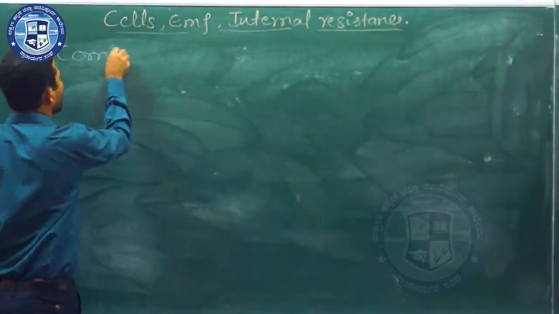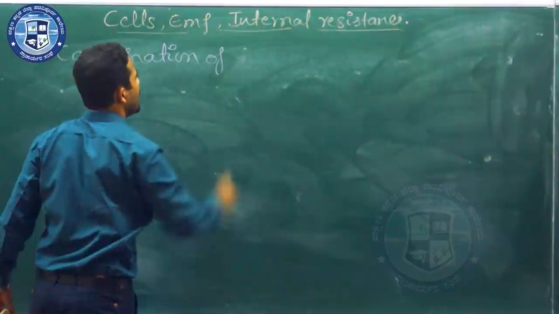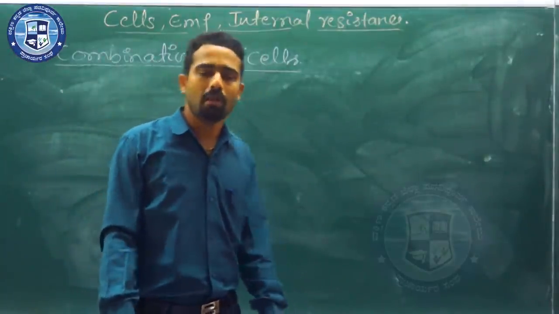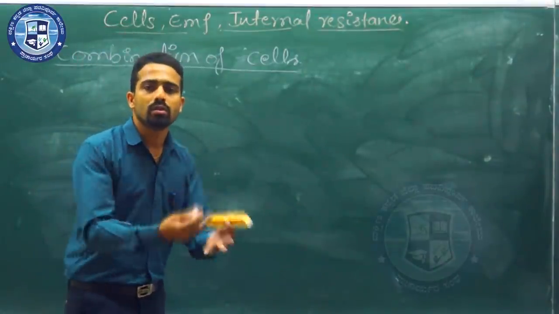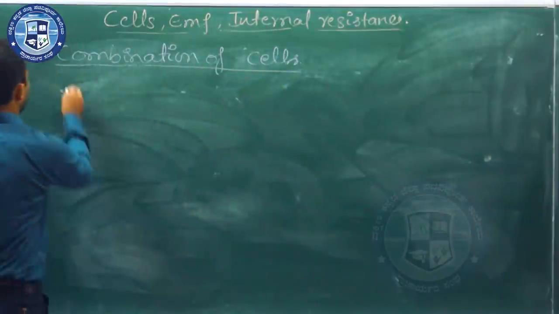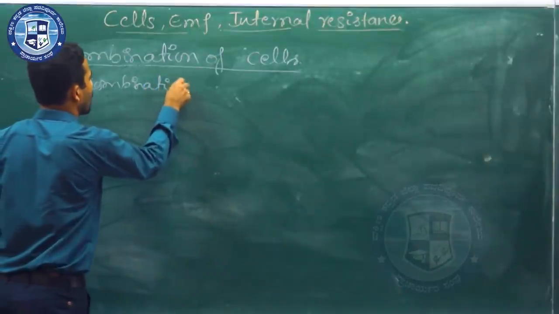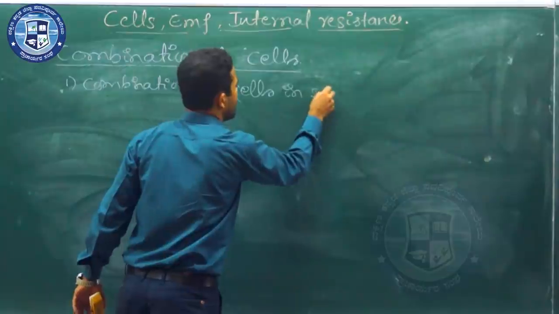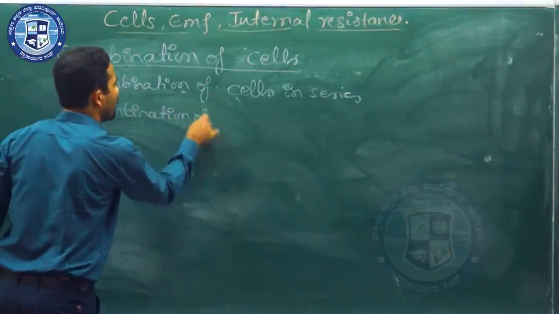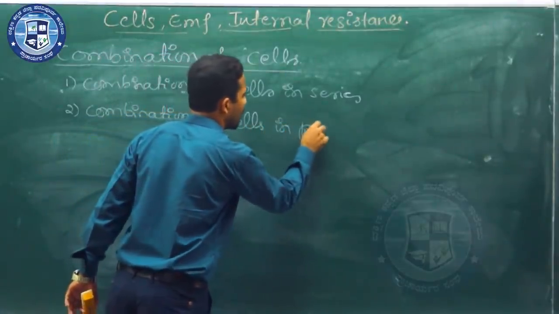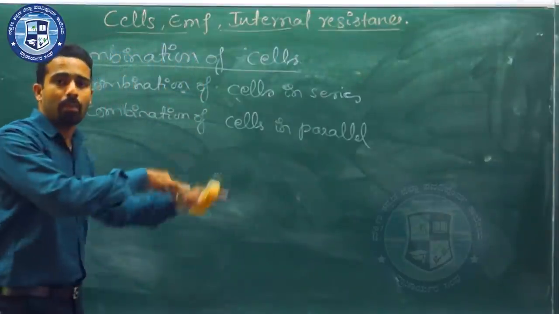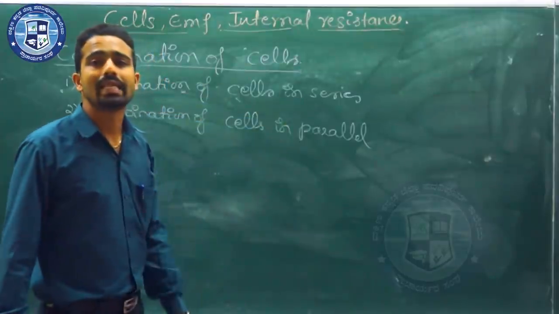Next we have to see combination of cells. I have given you an example of glowing the 12 volt bulb. In order to do that, we have to do some kind of combinations of cells. Then in how many ways can we combine the cells? In two ways. There is combination of cells in series, and the second one is combination of cells in parallel. These are the two ways we can connect the cells. Now let us study one by one. Let us study the first one, that is combination of cells in series.